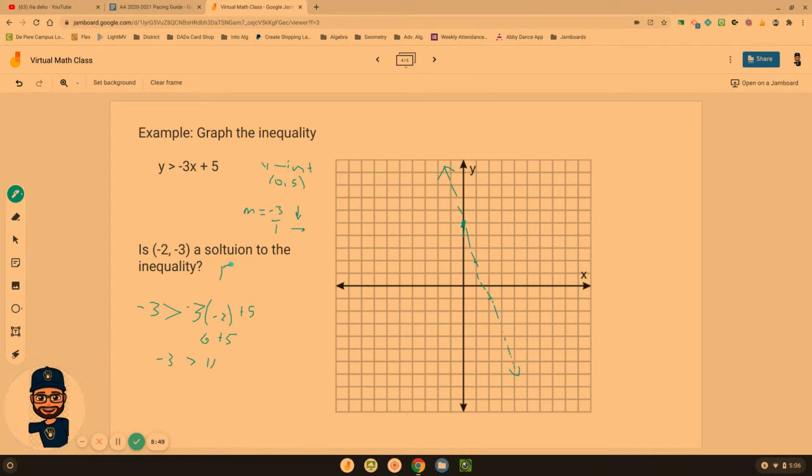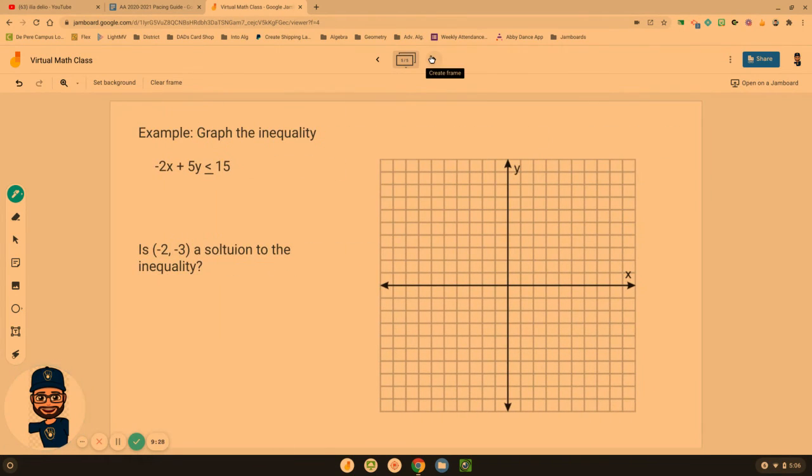This is false. So if I go to that point, (-2, -3), right there, that point did not work. So I can't shade that region. I don't want that point as part of my solution set. Therefore, I need to shade everything on the other side of the line, because the point we tested was not part of the solutions. If this was true, then I would have shaded that side. So we can test any point, as long as it's not on that line.